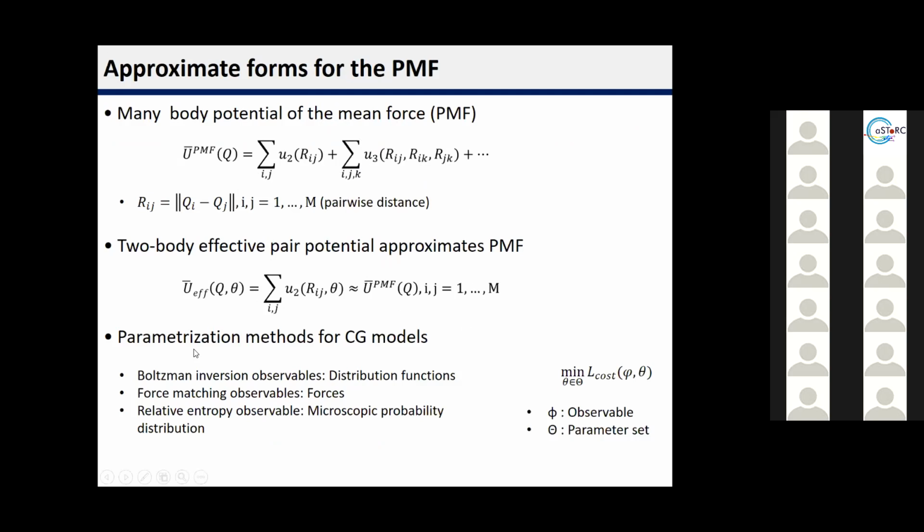Here we can see some parameterization methods for coarse-grained models. Each one of these methods has a different observable. For the Boltzmann inversion method, we have the distribution functions. For the force matching method, we have the forces. And for the relative entropy, we have the microscopic probability distribution.